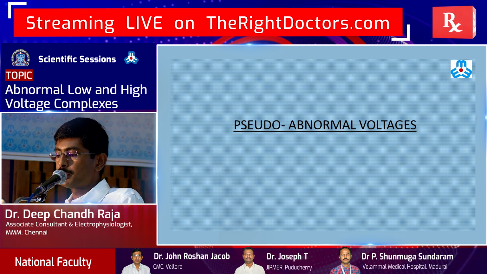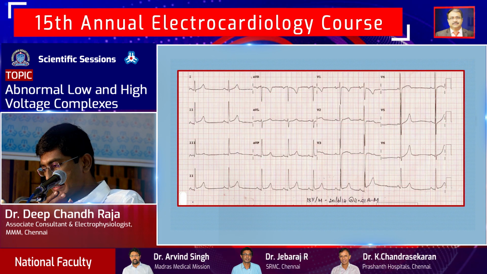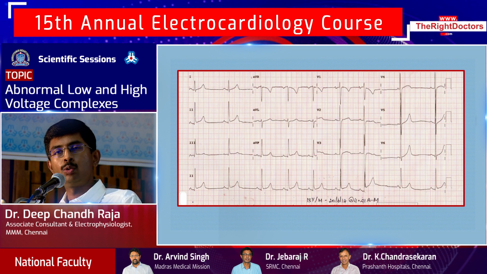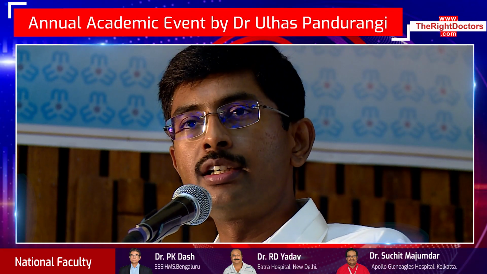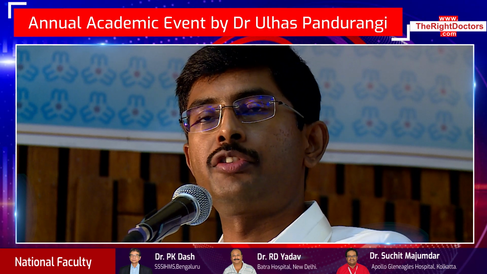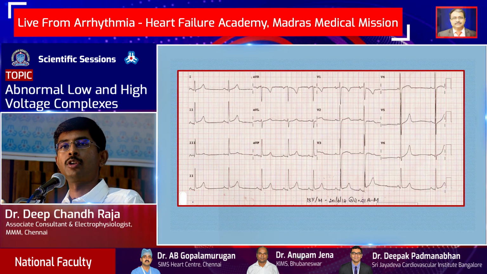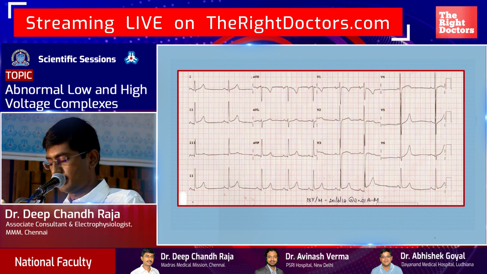So I'm just concluding with a few more slides on pseudo-abnormal voltages. This particular ECG is from an 18-year-old male who is an athlete. These athletes, being young and male, do have a physiological hypertrophy of the heart. It's not a pathological hypertrophy of the heart, it's physiological. Again, there are echocardiographic criteria to classify them as pathological or not, but this was physiological. So you do expect such high voltages in young males and especially in athletes.